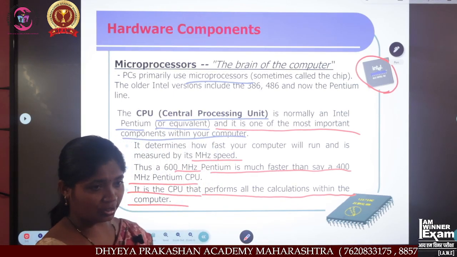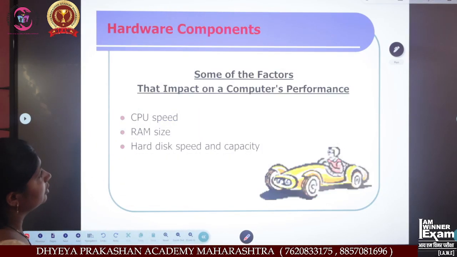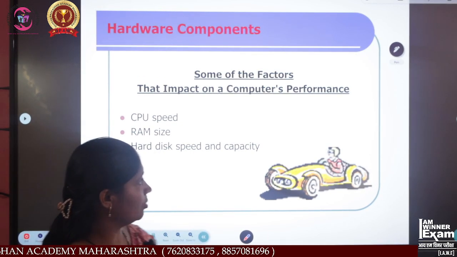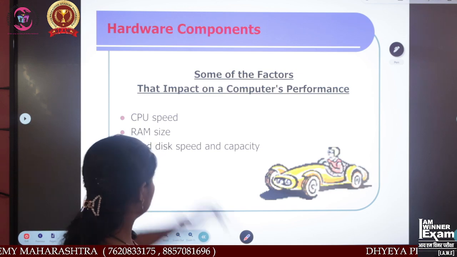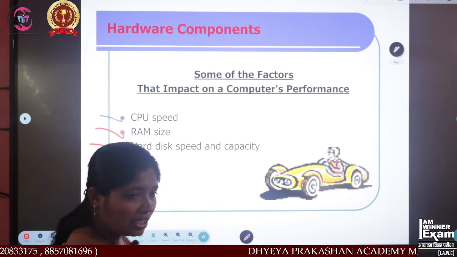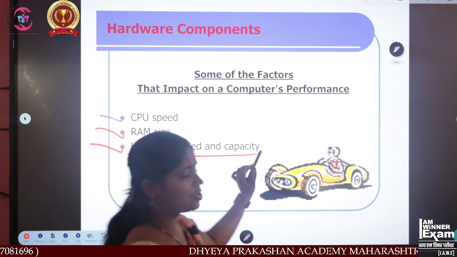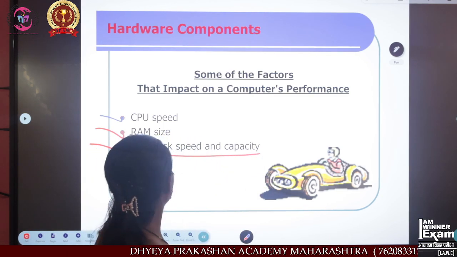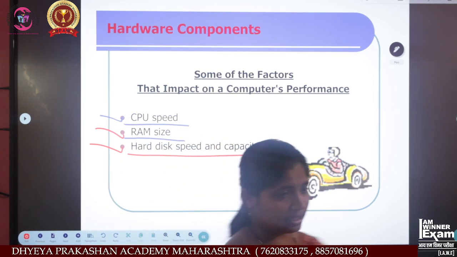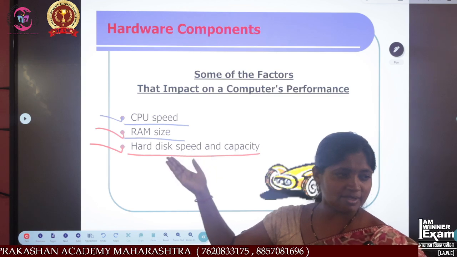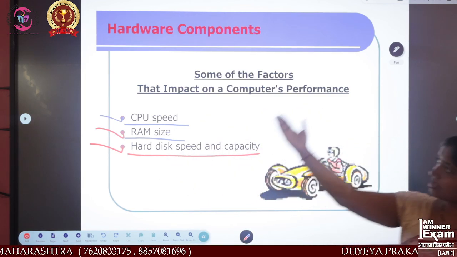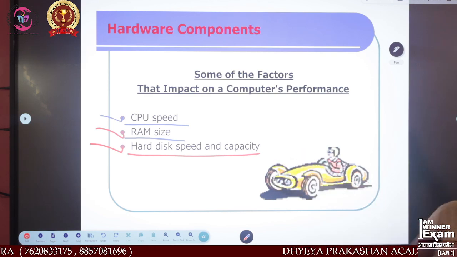Next, some of the factors that impact a computer's performance: CPU speed, RAM size, and hard disk speed and capacity.